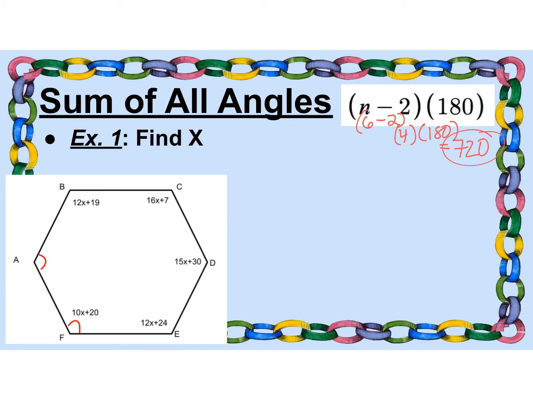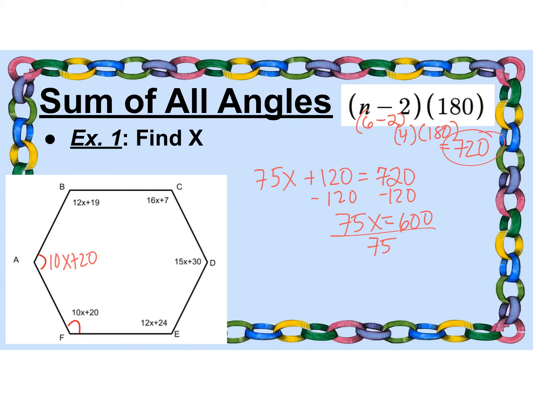So I'm going to go around and collect my variables, collect my integers. I do see the red congruent mark, so that means that this one is also 10x plus 20. So when I collect all of my x's, I have 75 x's. When I add or subtract all of my numbers, it adds to 120, and I know the total is going to add to 720. So I'm going to solve that algebra equation. I'm going to subtract the 120 from both sides, and then I'm going to divide by 75, and x equals 8.